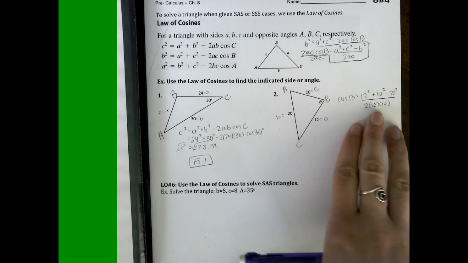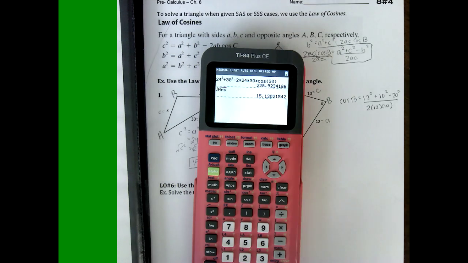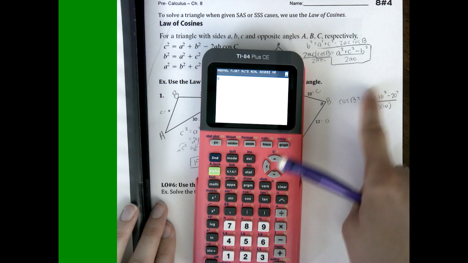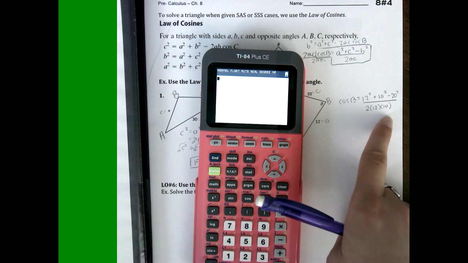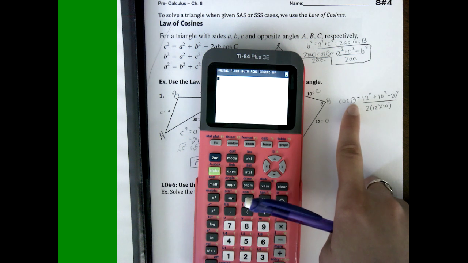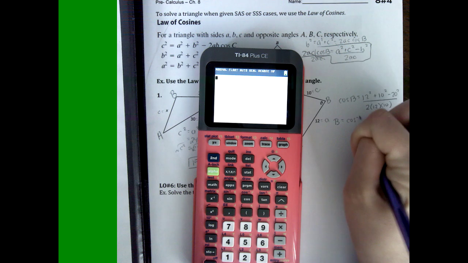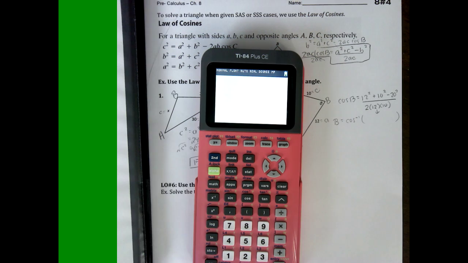Now, if you want to type this whole thing into the calculator, there are a couple things to keep in mind. One is you could find this first, and then you're going to have to do inverse cosine of that to get b. Okay, so b is going to be inverse cosine of that whole thing. Or you could just type the whole thing in straight away, but sometimes that gets a little bit complicated.